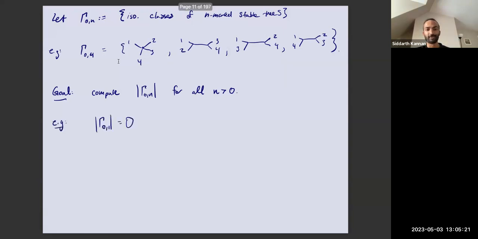So, the enumerative problem. Gamma 0, 1 is empty. You can't have a stable tree with one leaf. I mean, you can't even have a tree with one leaf, right? So 0. Gamma 0, 2: there's exactly one stable tree with 2 leaves. It's an edge connecting 2 vertices, and the 2 vertices are the 2 leaves. Then you can verify that gamma 0, 3 is also just one tree. It's a star with 3 leaves. And I have gamma 0, 4 here for you. There are 4 of those, and then the sequence continues. We want to figure out how to compute these numbers.